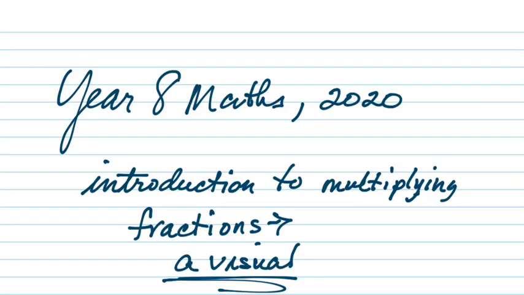Okay, so we're going to get this visual of how to multiply fractions and see if we can see what it means. What's happening? What's really happening to the numbers? Okay, and we're going to do that by looking at some objects and separating them into pieces.